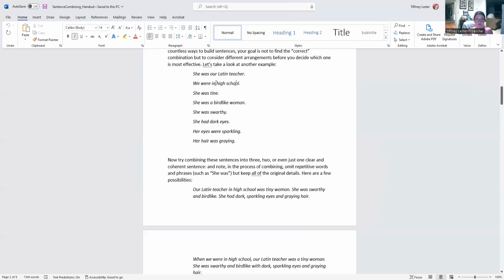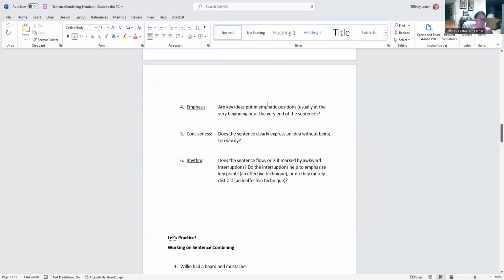So don't get trapped into that idea that you have to take full prepositional phrases from each sentence. You can just take an adjective from the sentence, right? We got tiny, bird-like, and swarthy. We didn't have to keep saying she was tiny, she was bird-like, and she was swarthy. You know, we didn't have to combine the full sentence, just the main idea.